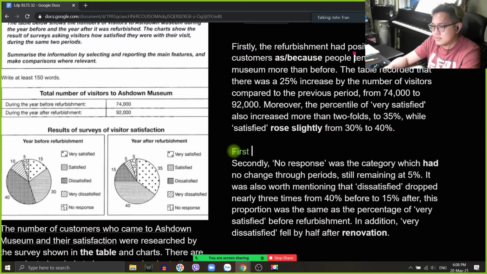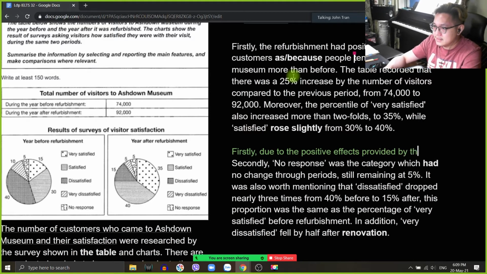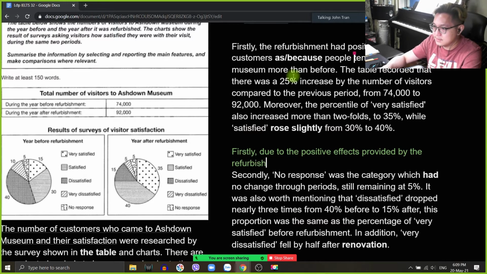Let's just say, firstly, the refurbishment has a positive effect on the customer because people tend to visit. So I can just say due to, bởi vì due to the positive effects provided by the refurbishment. Đầu tiên, nhờ vào tác động tích cực được cung cấp bởi cái sự làm mới, bởi cái sự cải thiện. Due to the positive effect provided by the refurbishment.